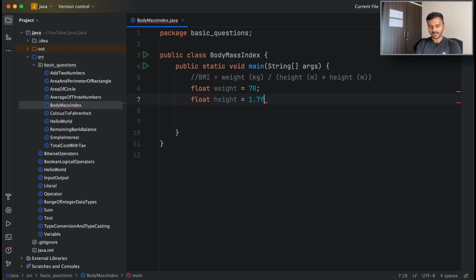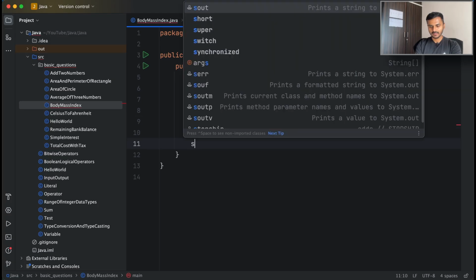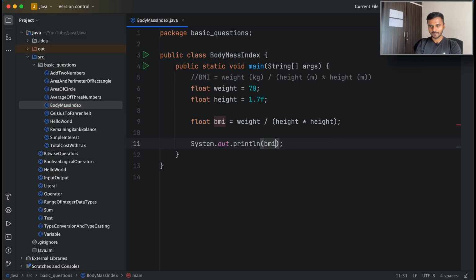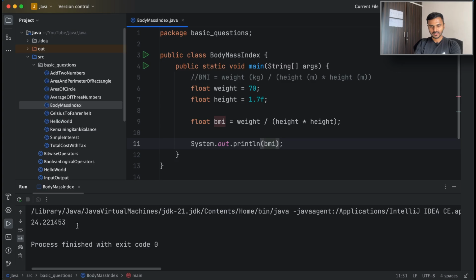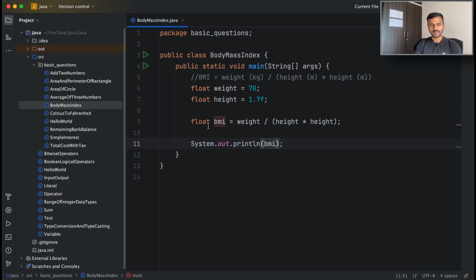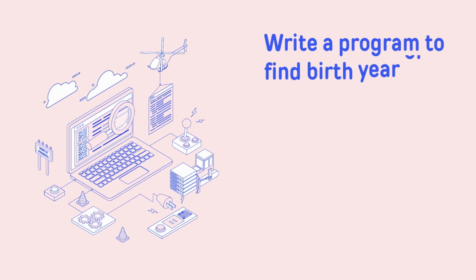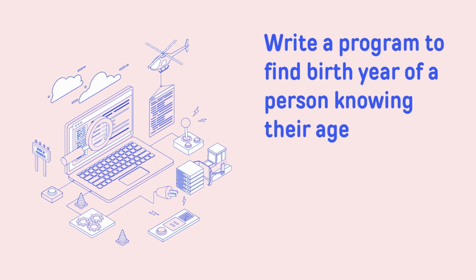Then if we were to find BMI, what am I going to get? We'll say BMI is equal to weight divided by height multiplied by height. And then we'll print BMI. So if I run the code, I get 24.221453.